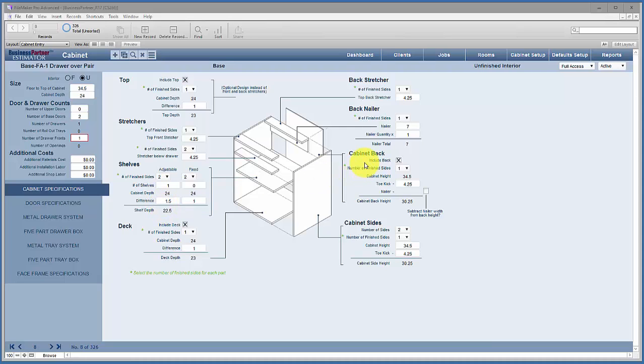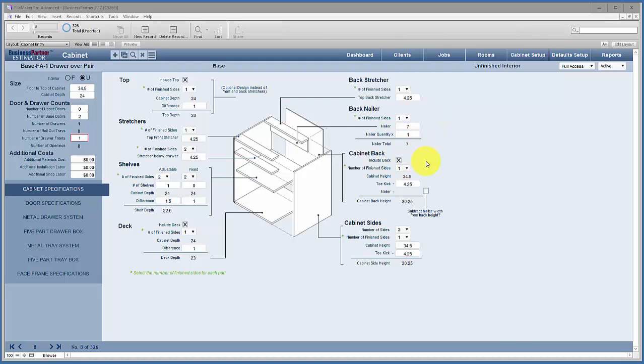A couple other things here. For the back nailer, you can have a quantity of two or three, or more than one. We don't have that option for most of these parts, but in that particular case some people like to have a nailer at the top and at the bottom of their base cabinets, and this is also relevant to wall cabinets. And then include back.